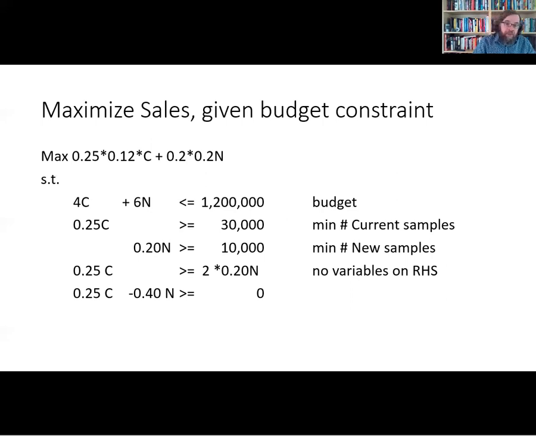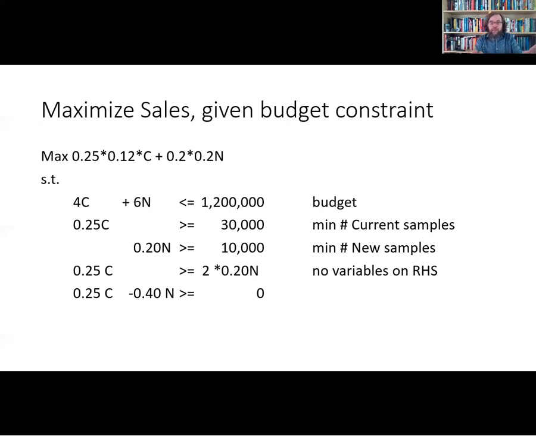So 0.25 times C should be greater than or equal to 2 times 0.2 times N. Because 0.2 times N is the number of new customers who will request the sample. And that number of requests, we want the number of current customers to be at least twice as big as the number of new customers who will request the sample. So 0.25 C is greater than or equal to 2 times 0.2 times N. So that captures the constraint that we want to ensure happens.